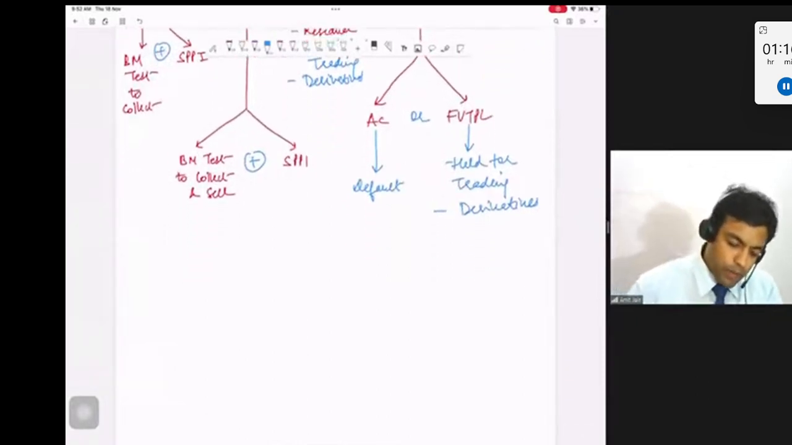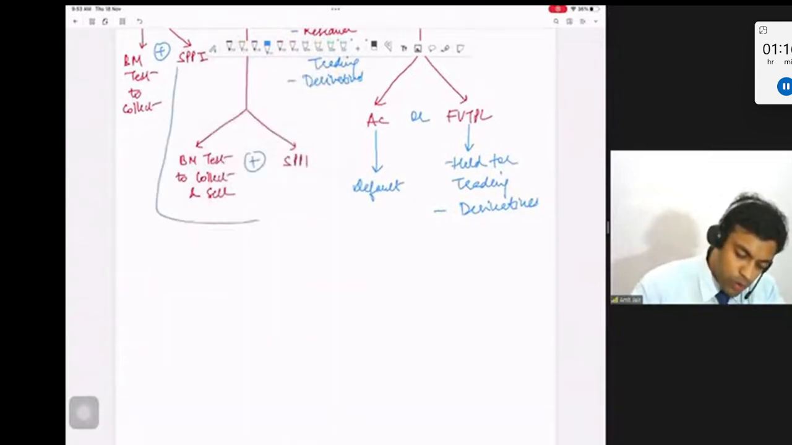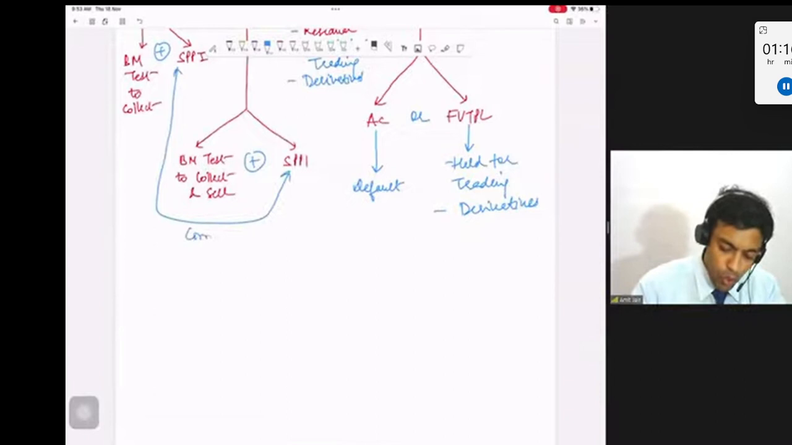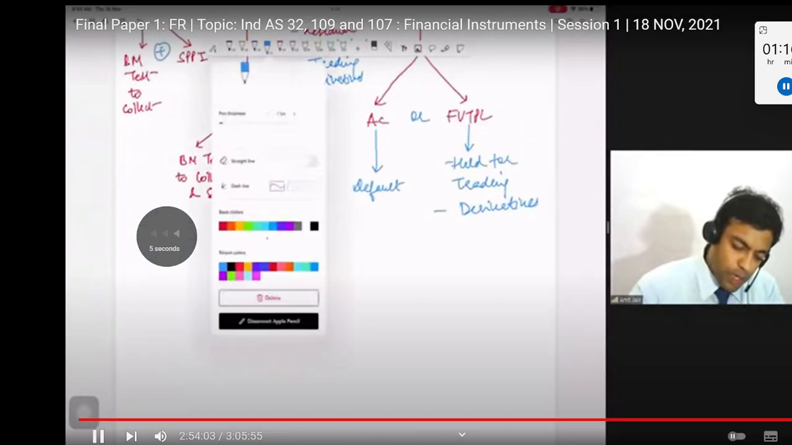Right? For SPPI, if you look, SPPI is common in both the scenarios. SPPI is common. I can write it down here. SPPI is common. Right? Apart from this, we have an irrevocable exemption.